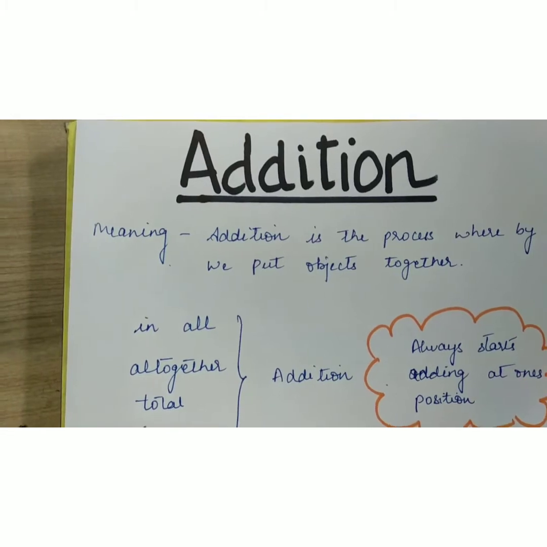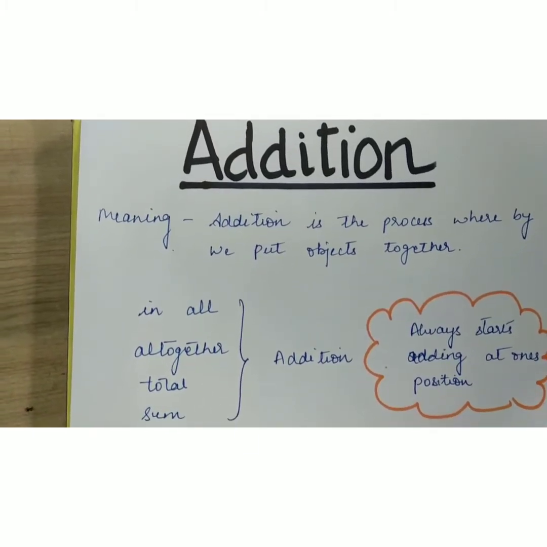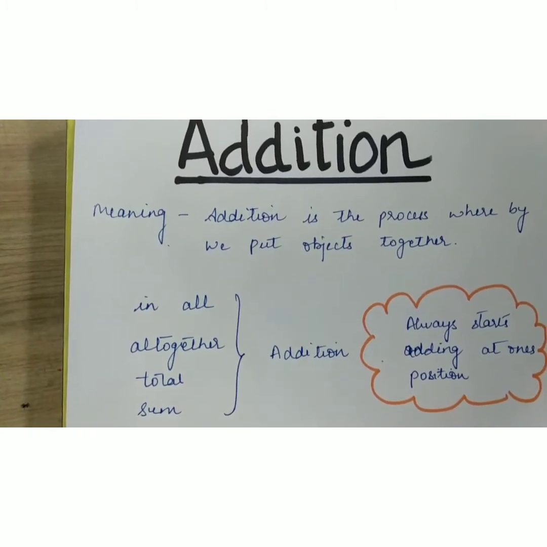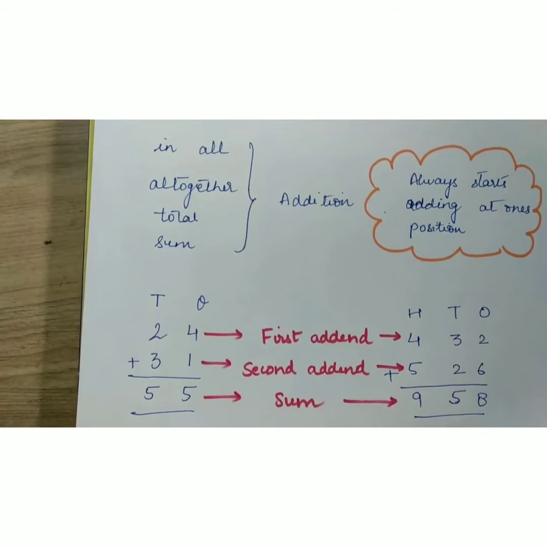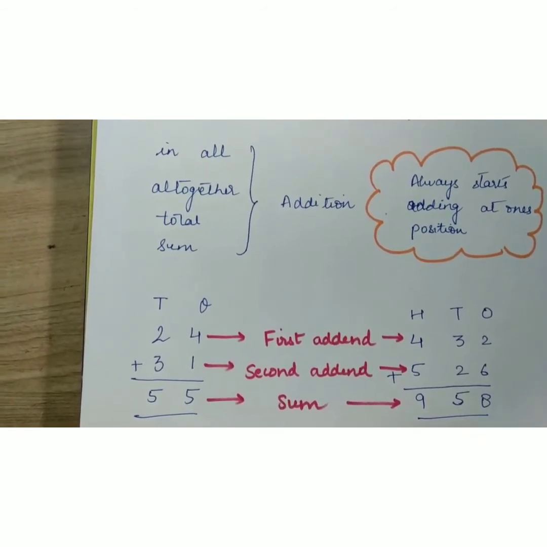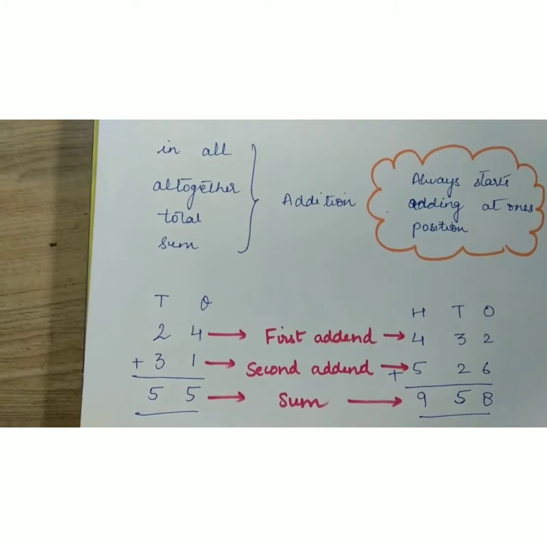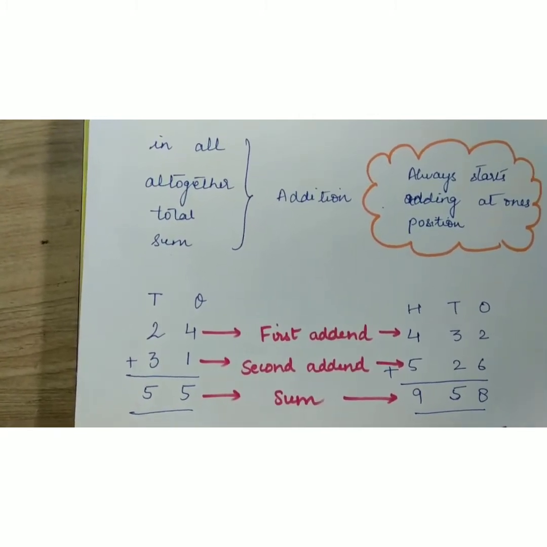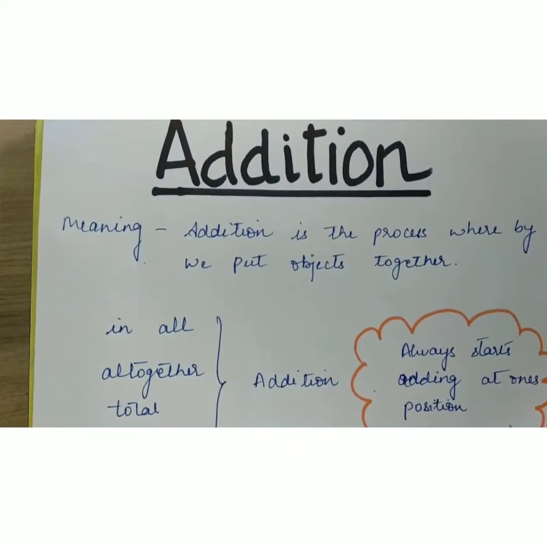So children, in class 2 you all have learned addition. You all have learned how to do addition of 2 digits. Yes? So we will revise addition of 2 digits and then we will start addition of 3-digit numbers. But first let's learn what is the meaning of addition.